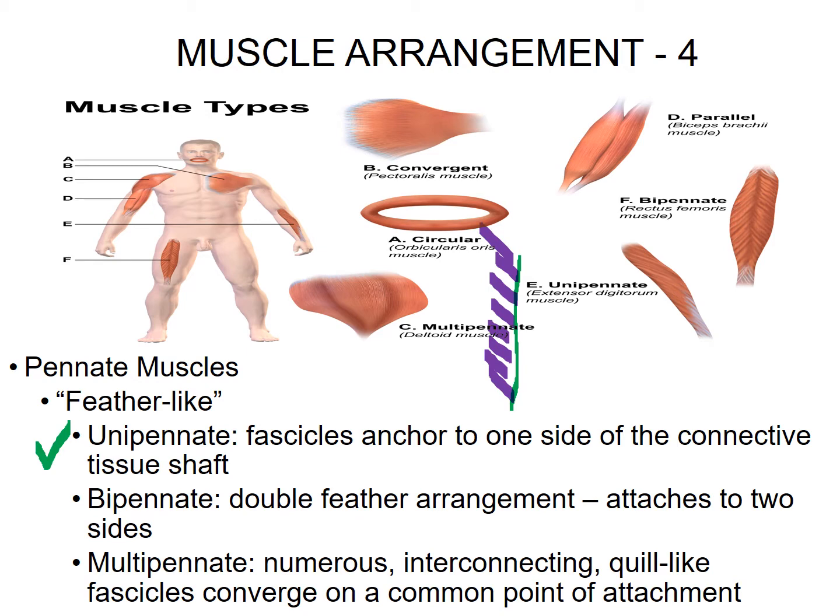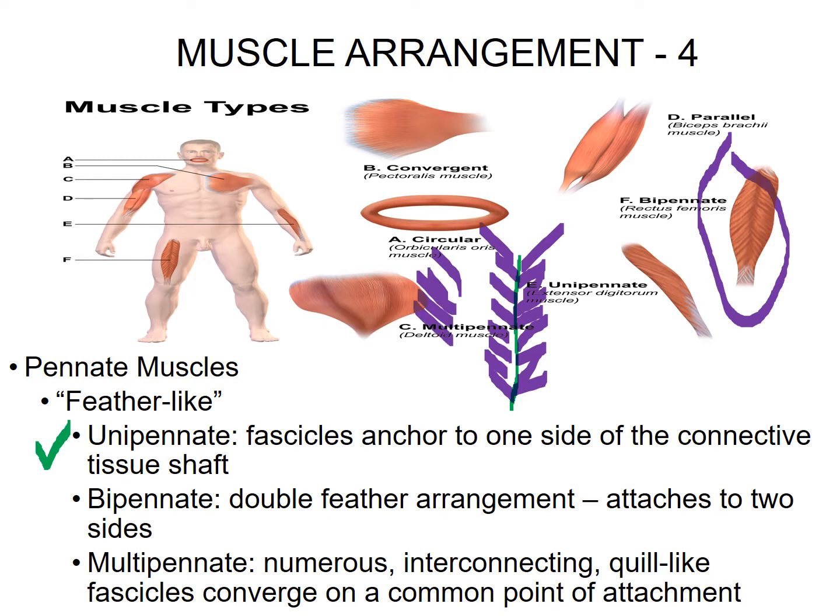A bipinnate, as you can see over here, circled in purple, would just look more like this, where we would have both sides of the tendon have these diagonal looking fibers. And then multipinnate, you're just going to have multiple tendon areas, and you're just going to have these things all over the place. Multiple insertions, multiple what we call bellies of the muscles. So you can see some examples.